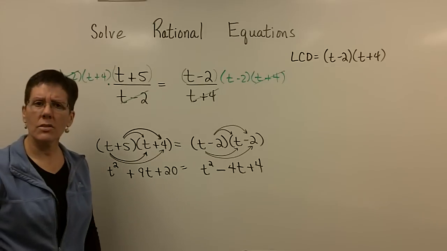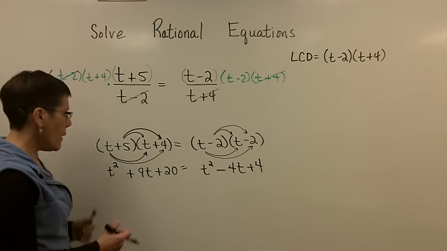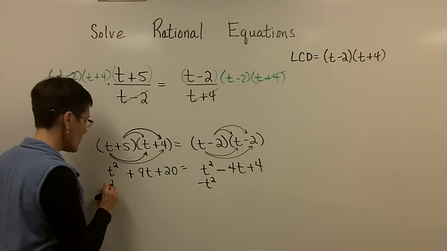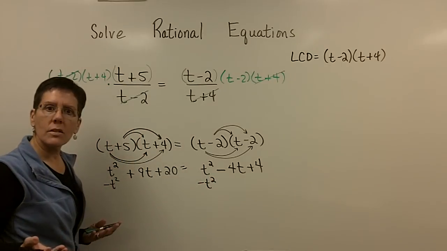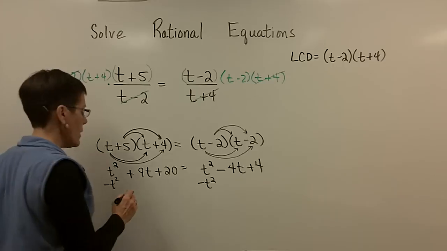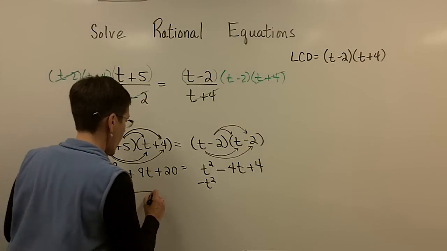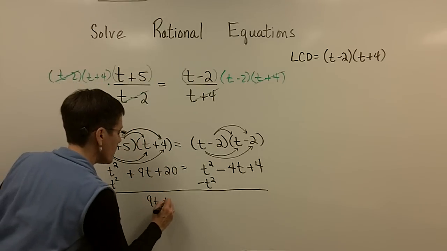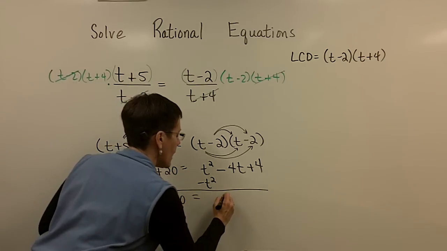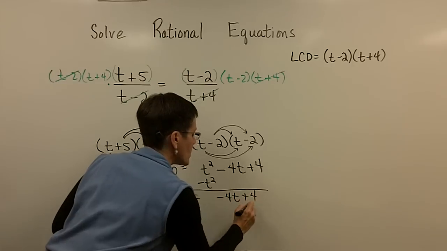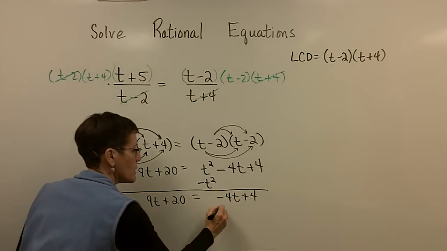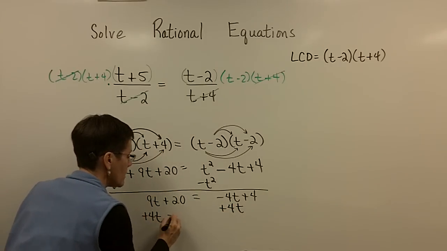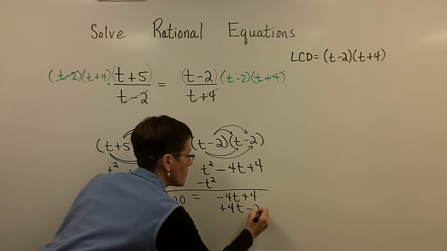Well, if so, I better get 0 on one side. But when I subtract t squared from both sides of that statement, the t squareds disappear. So no, I don't have a quadratic. I don't have a situation that I have to solve by factoring. I have a linear equation to solve. And I just have to get the t's together on one side. So I'm going to add 4t to both sides. And if you don't mind, at the same time, I'm going to subtract 20 from both sides.